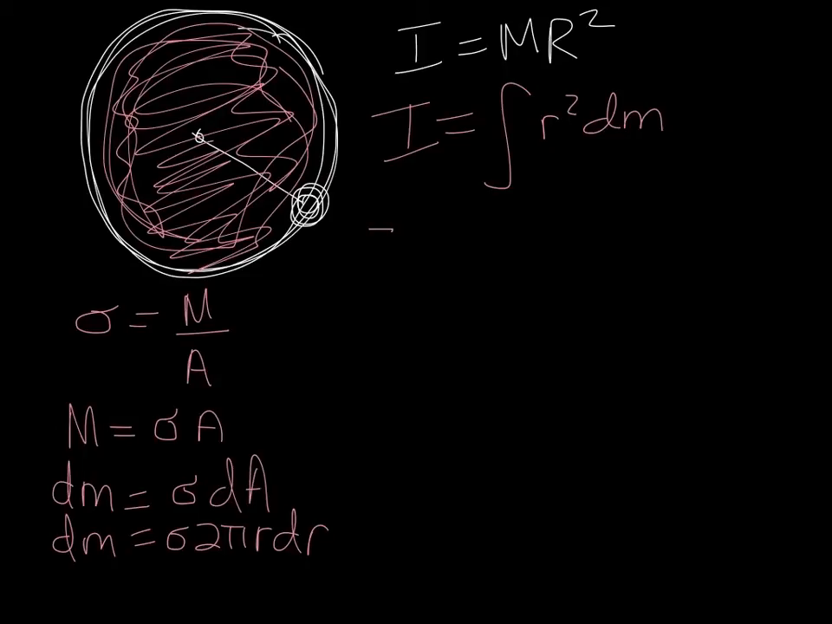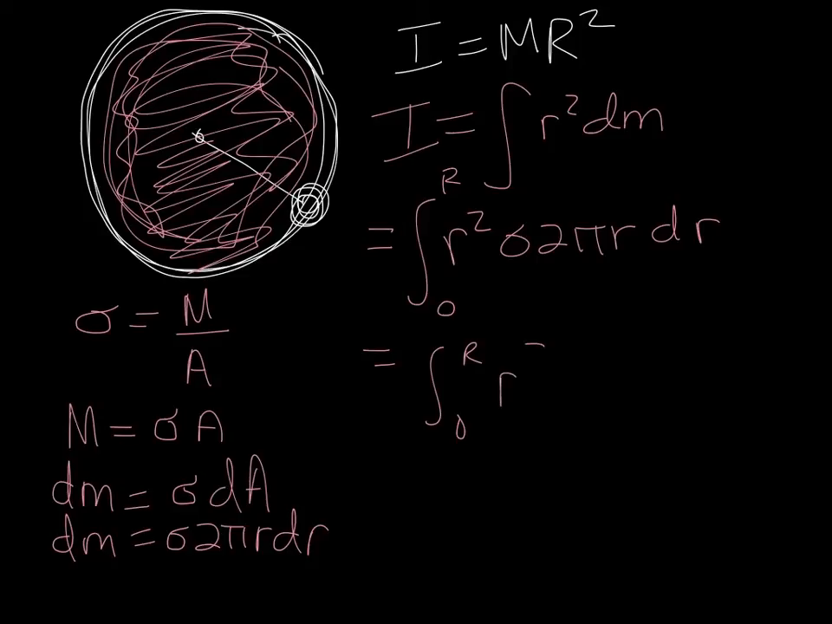Alright, so now I know the value, in terms of r, of a very small piece of mass. So I'm going to come back up here and do the integral of r squared times sigma 2 pi r dr, and I'm going to integrate from the center to r. Alright, and so let's do some simplifications here. This ends up being the integral from 0 to r of r cubed. And then we've got these constants here, 2 pi sigma, which you can take out front.